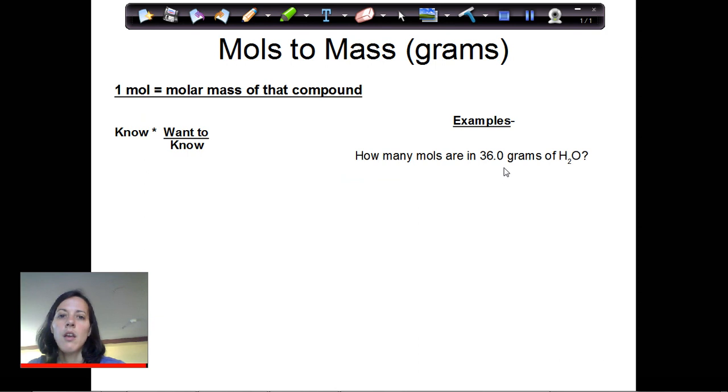Alright, last thing. We are going to learn how to calculate grams to moles or moles to grams. And once again, it's using our want to know setup. So 1 mole is the molar mass of that compound. We just learned how to calculate the molar mass on the previous slide. So with our example, if we have 36 grams of water, we want to know how many moles that is. Well, grams is a measurement of mass. It tells us how much it weighs. So we need to convert 36 grams of water to moles using this equality.